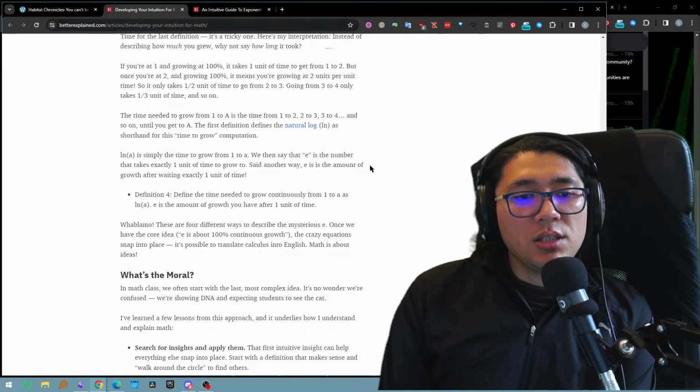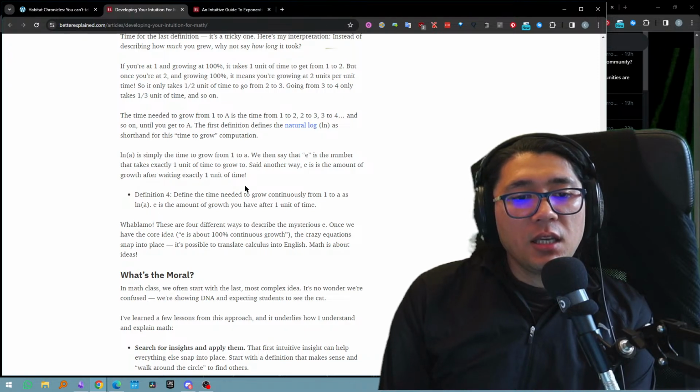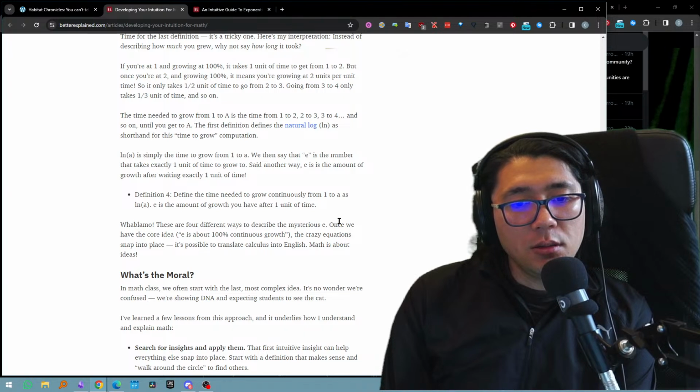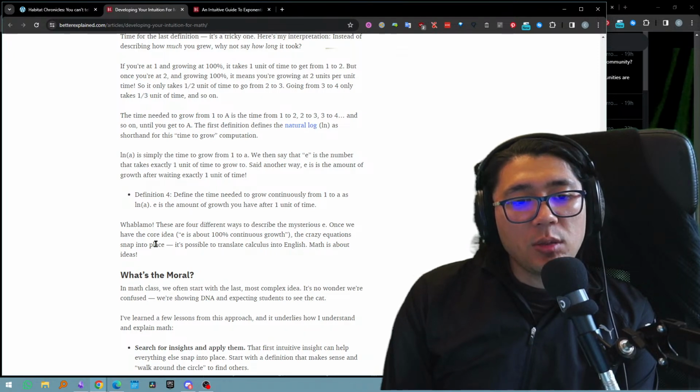Said another way, E is the amount of growth after waiting exactly 1 unit of time. Define the time needed to grow continuously from 1 to A as ln A. E is the amount of growth that you have after 1 unit of time. These are 4 different ways to describe the mysterious E. Once we have the core idea, E is about 100% continuous growth, the crazy equations snap into place.